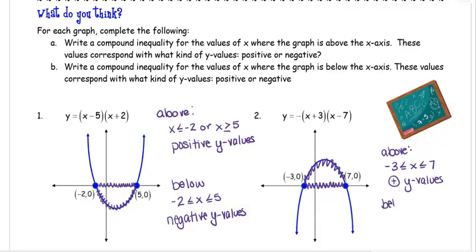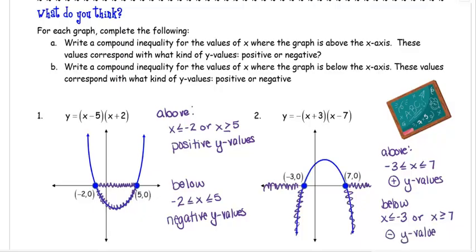And then if I want to know where it is going to be below the x-axis, well, I'm looking at this part right here, which translates to that on the x-axis, and this part right here, which translates to that part right there on the x-axis. So I want the values that are less than or equal to -3 or greater than or equal to 7. And these are going to be our negative y values.